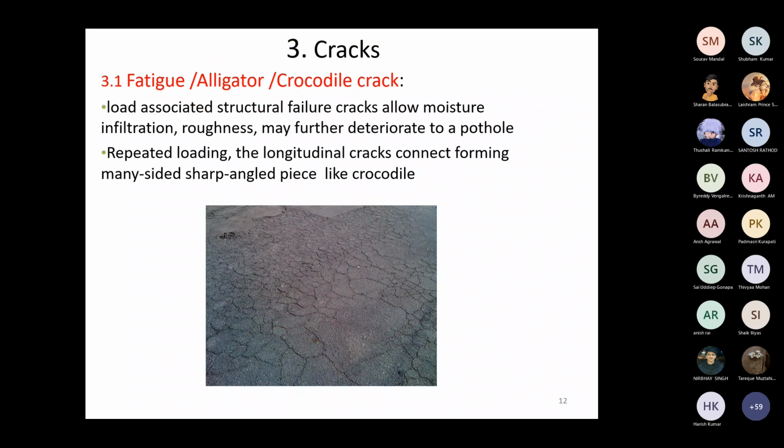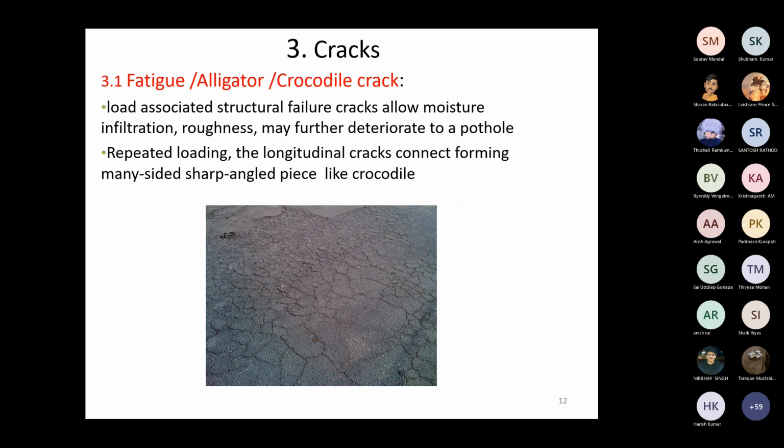Then there are many cracks in the pavement which you can commonly see, right? The fatigue, alligator and crocodile cracks, which you have also seen in models while designing rigid or flexible pavement. These are load-related cracks. Cracks can occur either due to load or due to temperature variation, shrinkage, or wet and freeze-thaw, etc. Many conditions. What occurs due to load is fatigue, alligator or crocodile cracking.